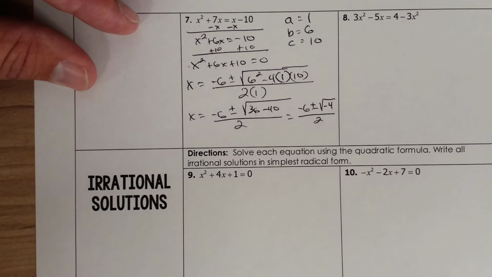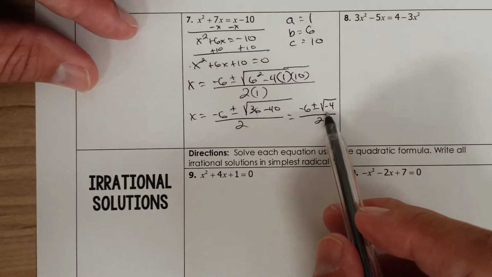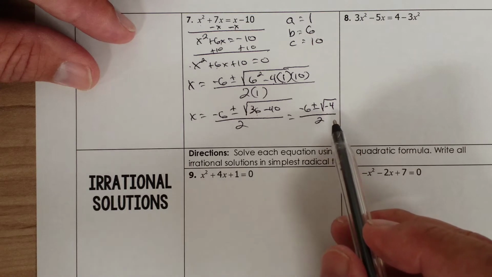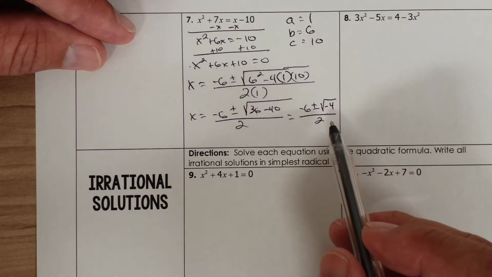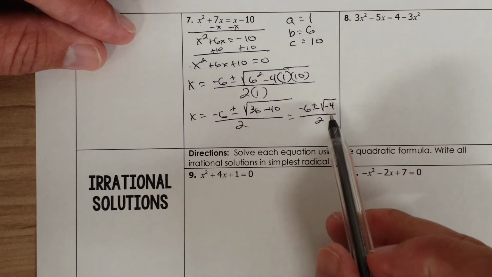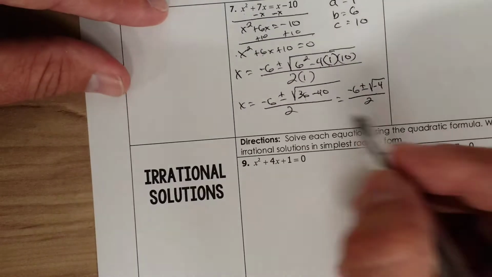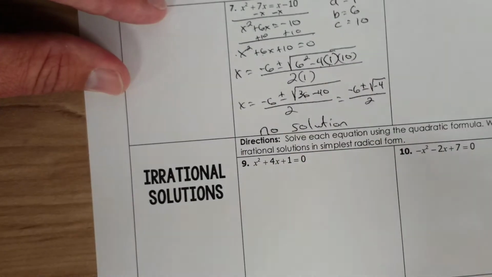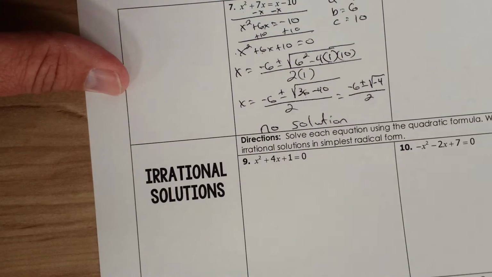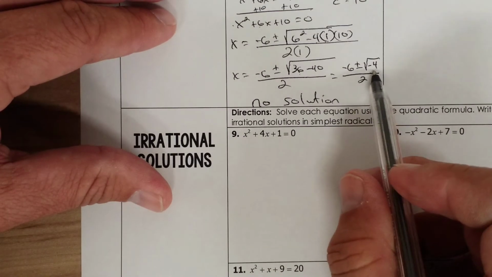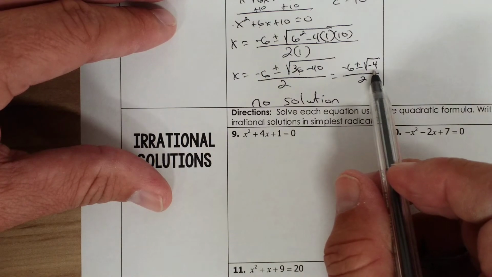Okay, here's why this is a special case. You can't take the square root of a negative number. It's not negative 2. Negative 2 times negative 2 is positive 4. You cannot take the square root of a negative number. So for this problem, guess what? There is no solution. If you get a negative number underneath the radical, then there's no solution.